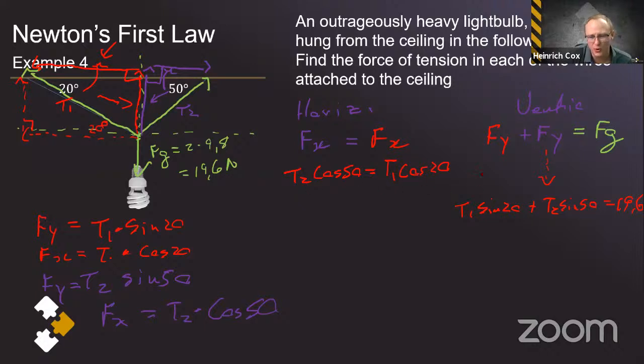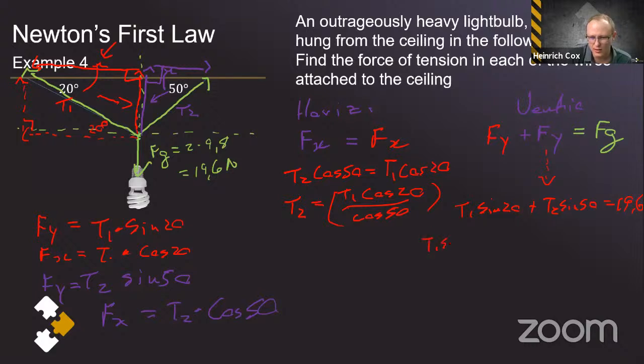So when we do this, we want to make one of the things the subject of the formula, right? So here, for example, let's make T2 the subject of the formula. So T2 would now be equal to T1 cos 20 over cos 50. And then wherever we see T2 in the other equation, we need to go sub this in, right?